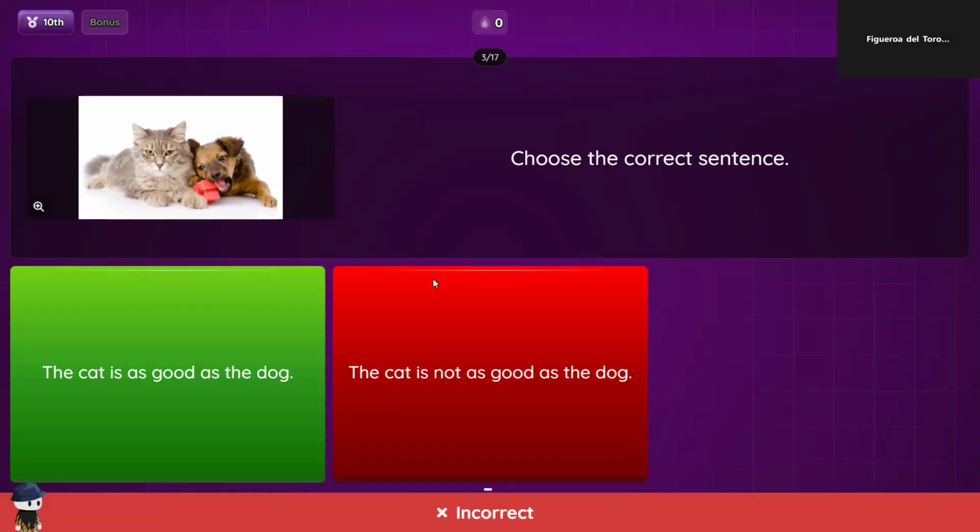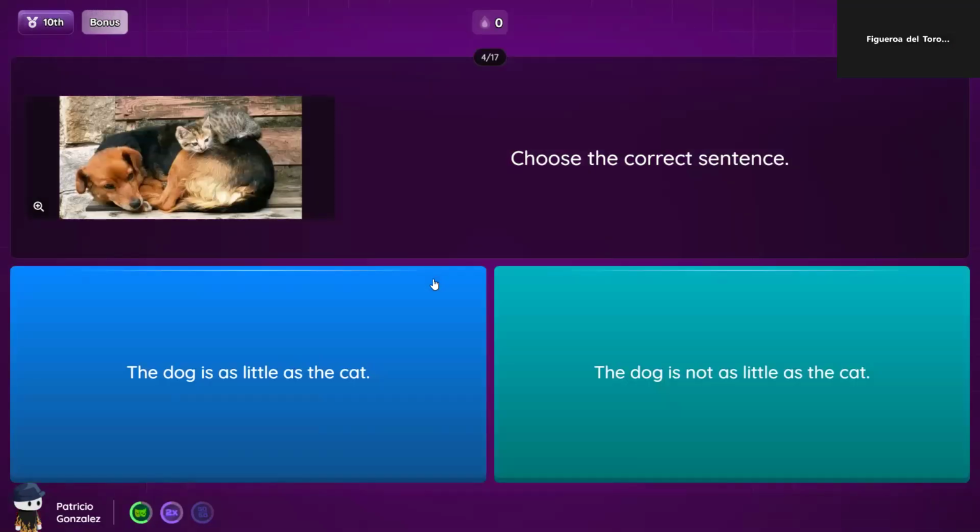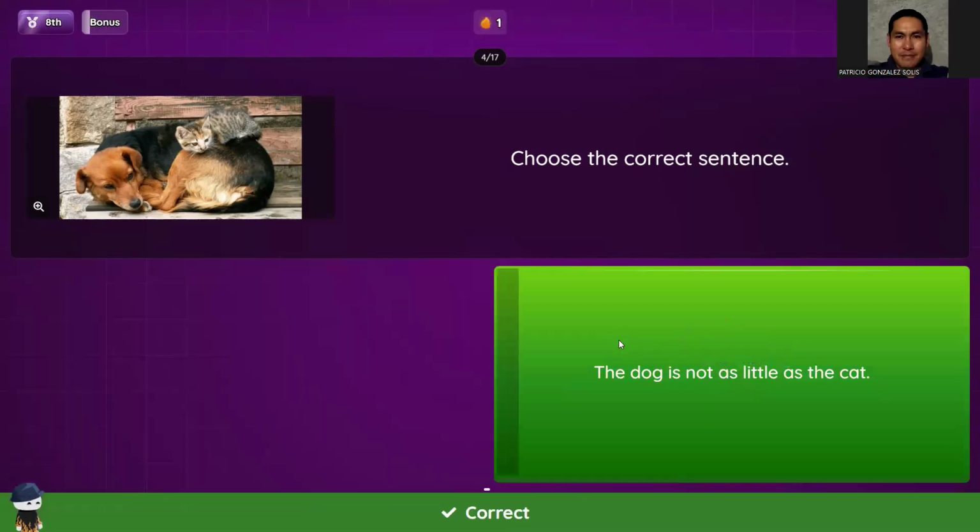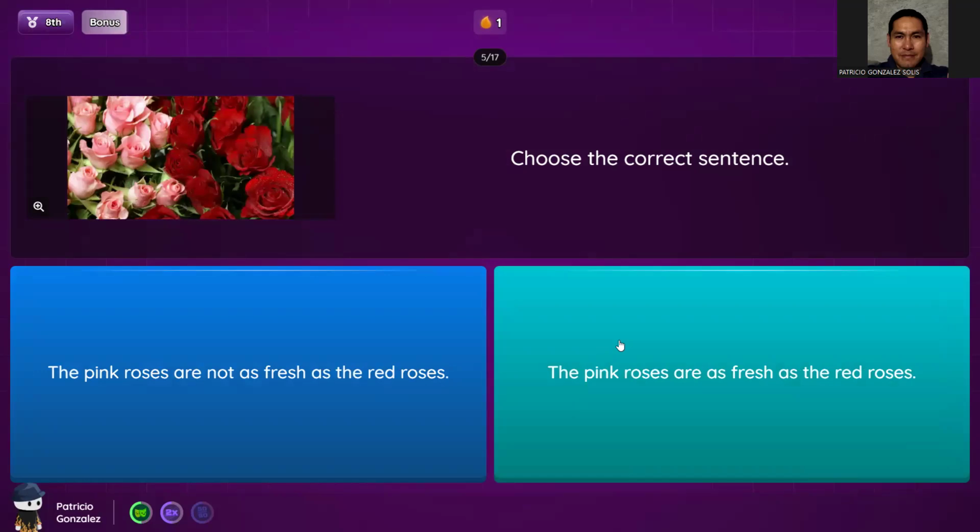Oh, okay. What's happening here? He looks angry. Yes, I think the same. So, Esme, this one. One more. The dog is as little as the cat. The dog is not as little as the cat. Option 2. It's different. Yes. Thank you very much, Lady Esme. Good practice.